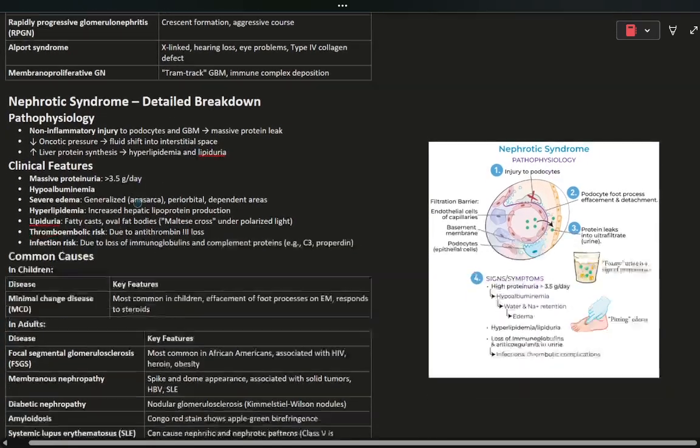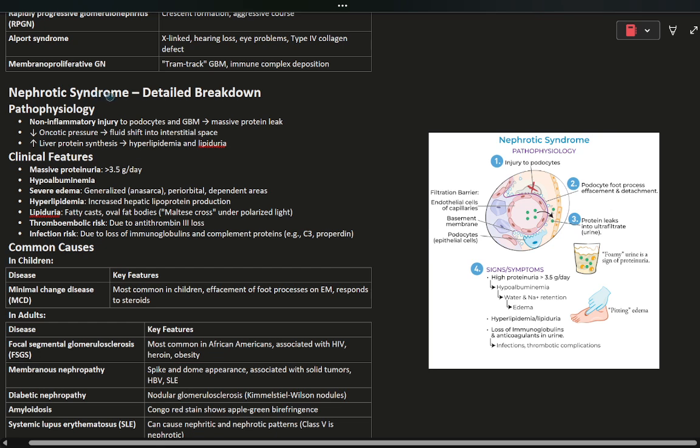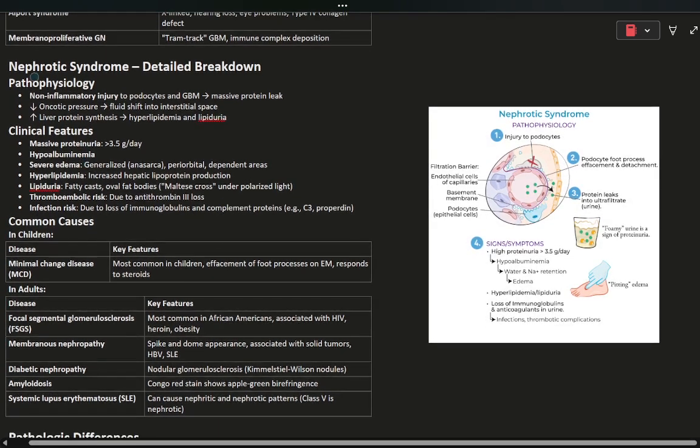Alright, now let's talk about nephrotic syndrome in greater detail. So, once again, pathophysiology involves non-inflammatory injury to podocytes and glomerular basement membrane. This is obviously going to result in massive protein leak. Also, there's going to be decreased oncotic pressure, and fluid is going to start shifting into interstitial space, contributing to the edema.